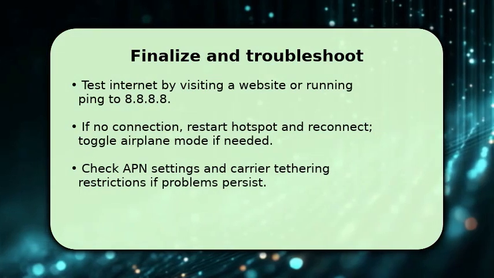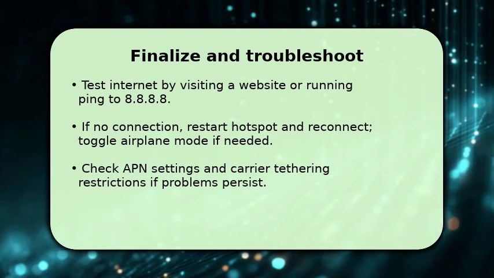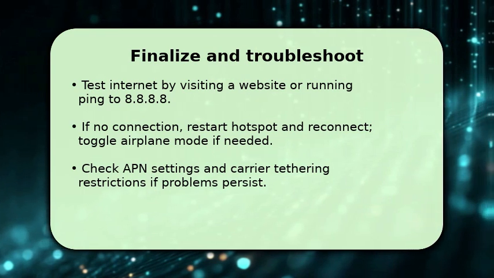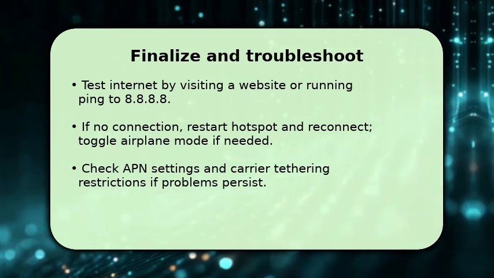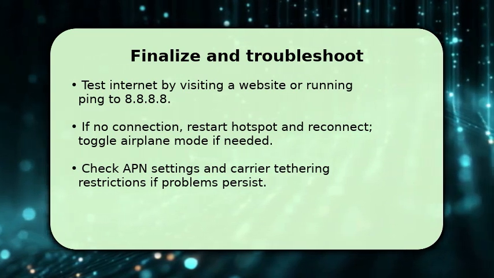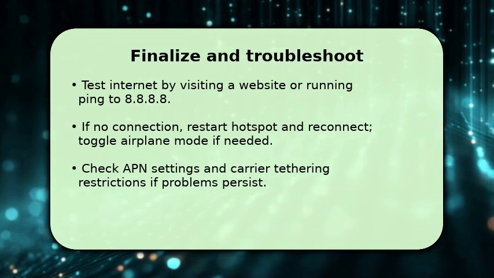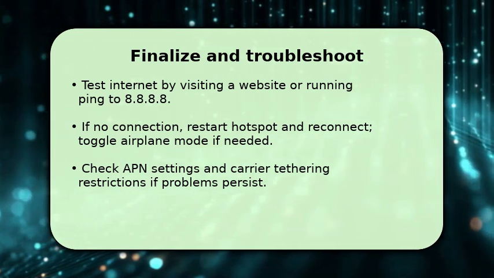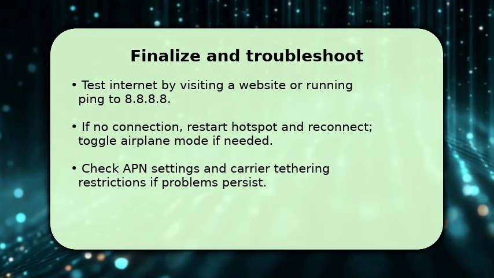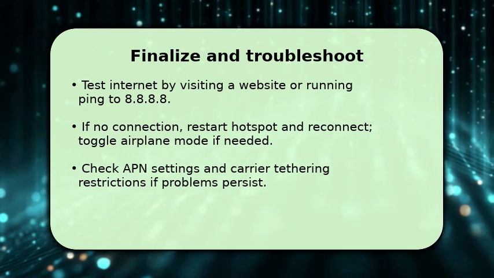Finish by testing connectivity. Open a browser or ping a reliable IP like 8.8.8.8 to confirm packets flow. If pages don't load, turn the phone hotspot off and on, then reconnect the computer. That often resets DHCP. Make sure the phone's mobile data is actually active and that your carrier allows tethering. Some plans block it or require an APN change.